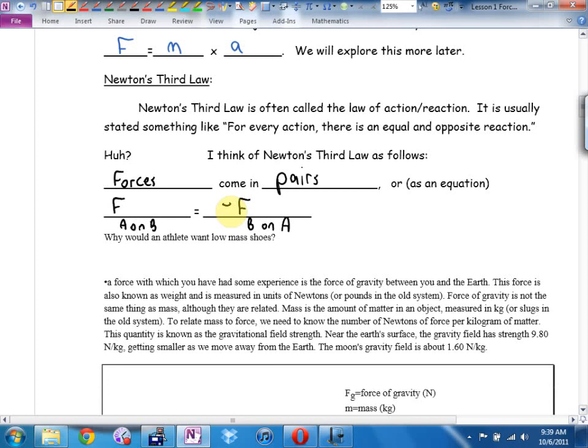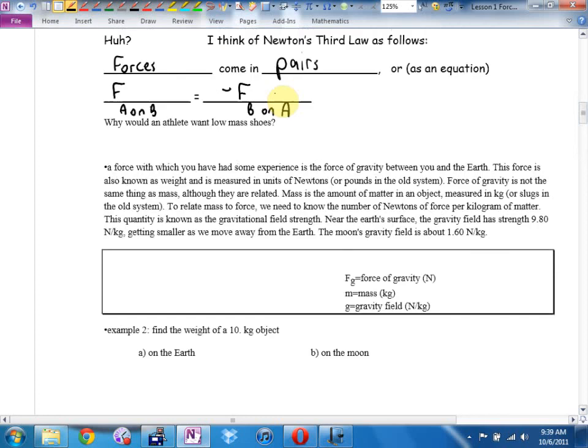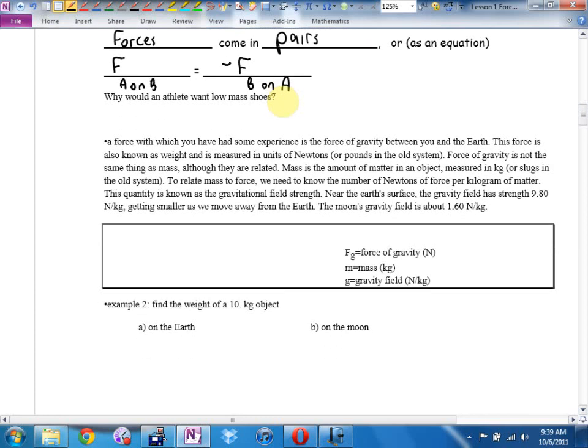Why would an athlete want low mass shoes? In terms of physics, why, if you were an athlete, would you want shoes that were lighter? So you want low mass because they have low mass. I want an actual physics reason. Let's assume a runner has maxed himself out. He's lifted weights, he's practiced running, and so he's maxed his force out. He's stuck with whatever force he can apply.